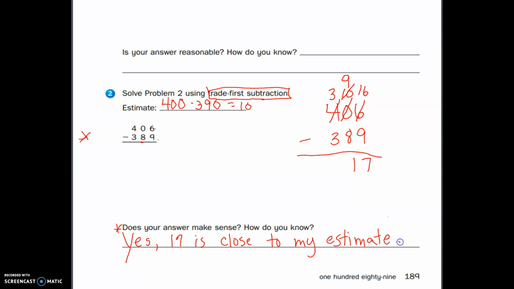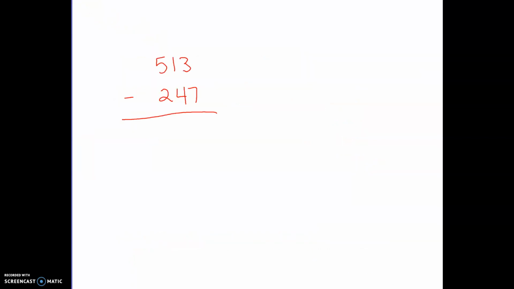All right. Now that was pretty fast. I am going to pull up another problem that we're going to work on together, and we are going to use the trade first subtraction strategy. Okay, here's a problem that we're going to work on. 513 minus 247. Let's think about our values here. I've got 500 and 200. Is 500 more than 200? Yes, it is.